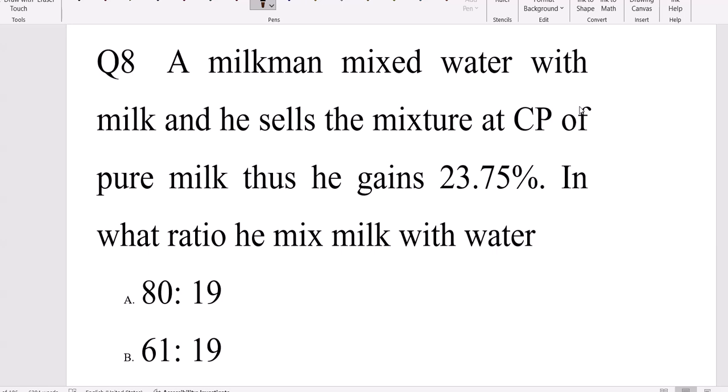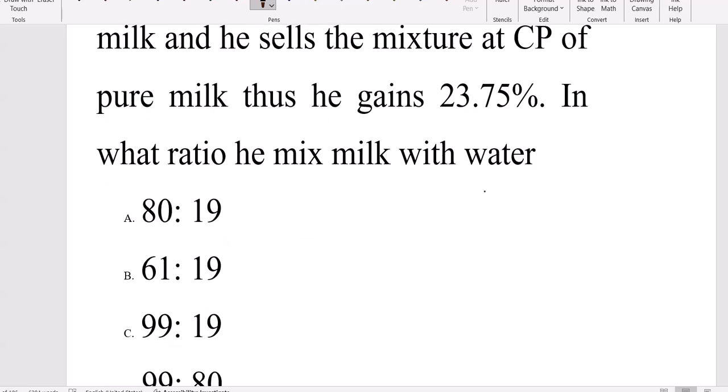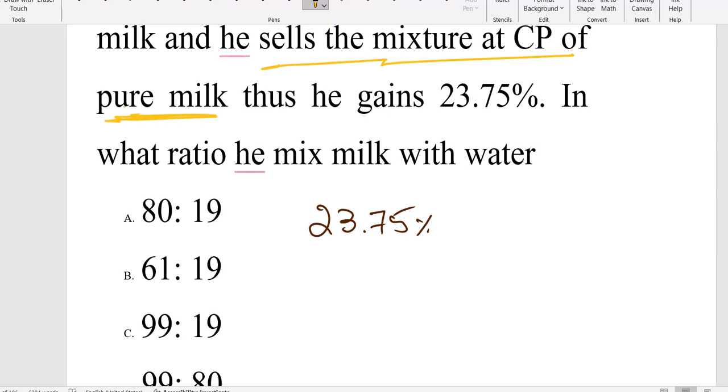One very simple thing: he is gaining because of what? Water. Simple, right? He gained because of water. This shortcut, keep in mind, is applicable only when one condition holds. If that condition fails, that's why I'm giving you the other method as well. This shortcut is applicable only when this statement is there: sell the mixture at the cost price of pure milk. As I just said, the cost price of pure milk is 100 rupees. He is adding some water, but still selling the mixture for 100 rupees, so he is definitely gaining a profit.